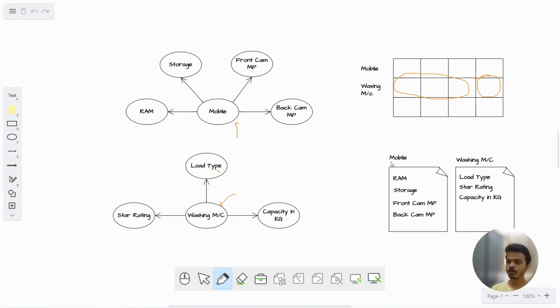But this kind of data can easily be stored in the form of documents, or in a non-relational database. How? Each document represents an entity, and each document can have different attributes. A mobile phone can easily have RAM, storage, camera megapixel, back camera megapixel, and another document for a washing machine has load type, star rating, capacity in kg, right?